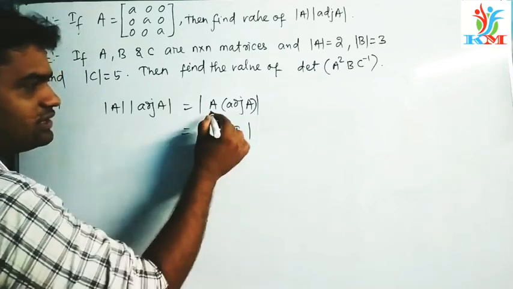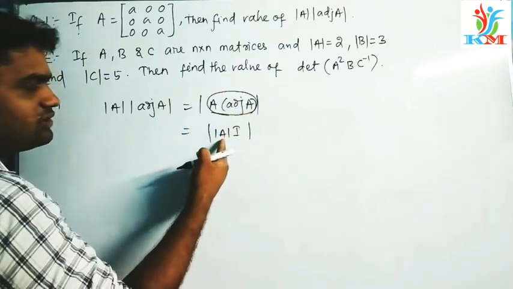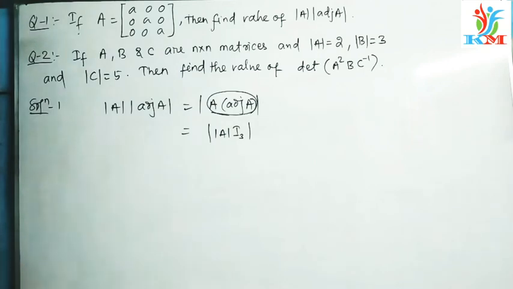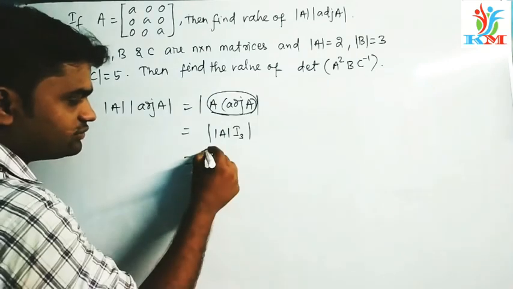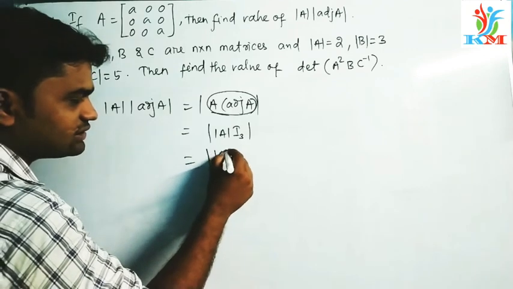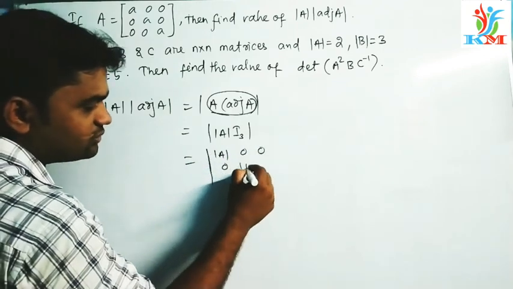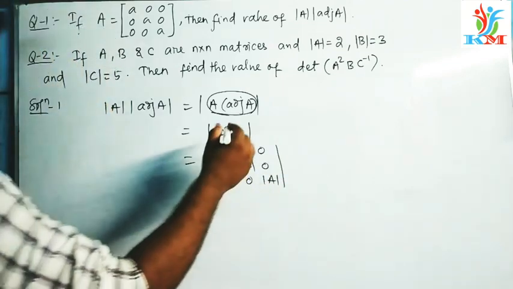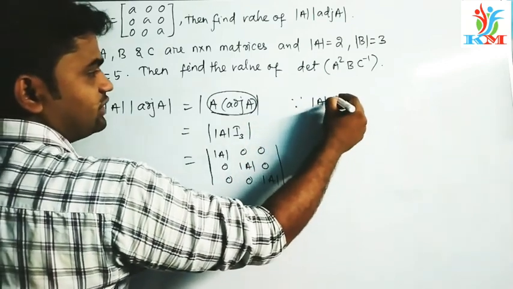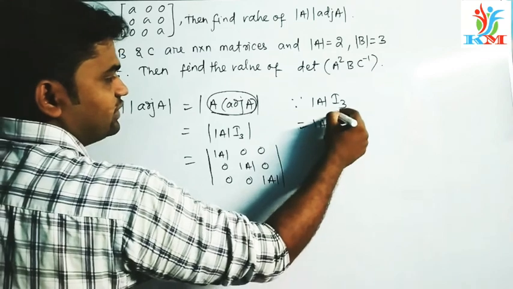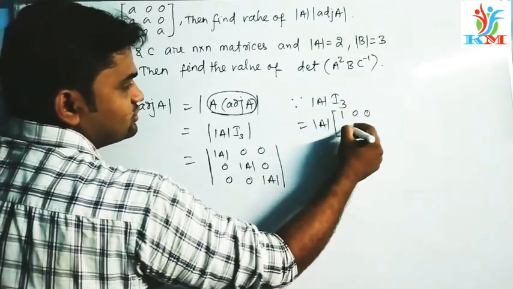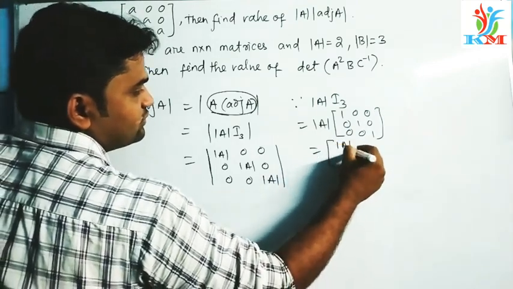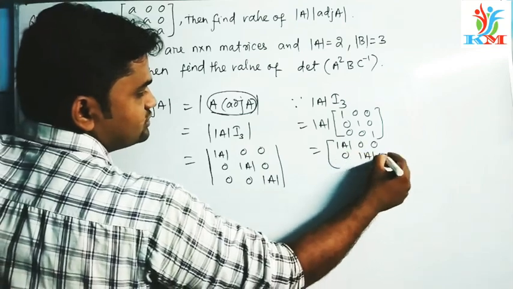Here A into adjoint A gives determinant of A into identity matrix, of order same as A, that means order 3. So here we get the matrix determinant of A 0 0, 0 determinant of A 0, 0 0 determinant of A. Since determinant of A into I3 is equal to determinant of A into what is I3? 1 0 0, 0 1 0, 0 0 1.